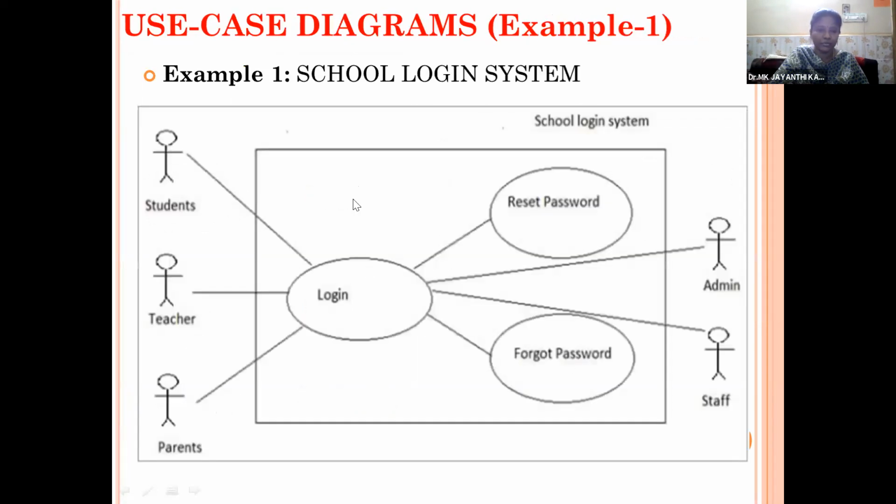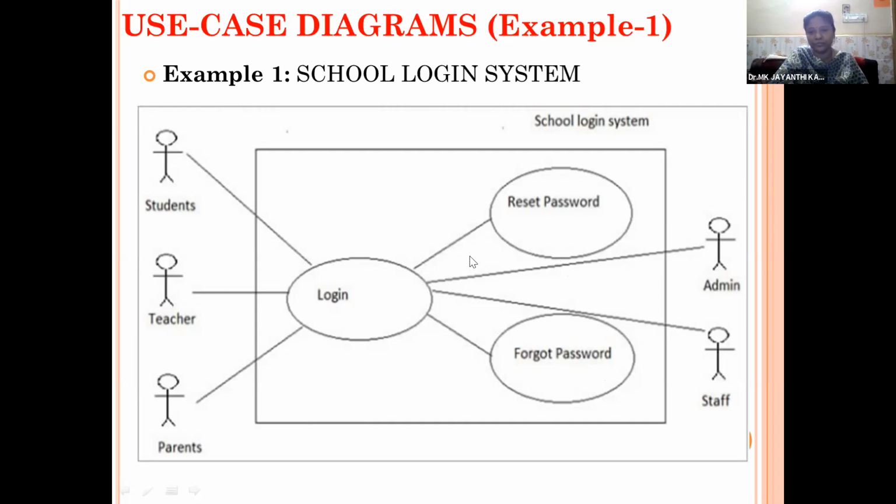Here the diagram shows you the school login system. So the students are logging into the school information system. The students, teachers, and parents are represented using stick figures. They are the users, and admin and staff are also users. And the system is a school login system, represented within a rectangle symbol. Within the system, we have 3 processes or cases: login, reset password, and forget password. These are the 3 operations we are specifying within the login system. They need to log in, they can reset the password, they can change the password if they forget, and they are all end users.